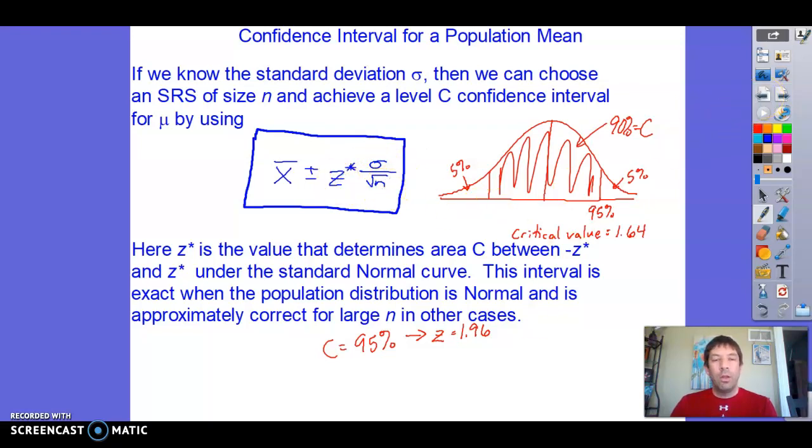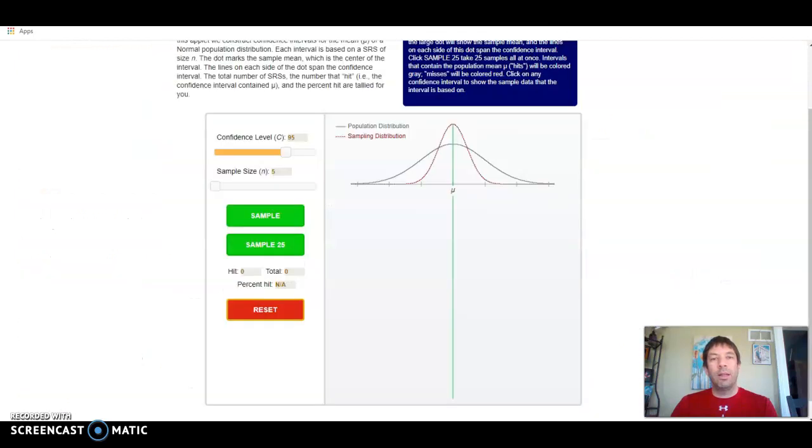Okay, so let's go back and look at an example here. So here's an example where the confidence level is 95%. We're taking samples of size 5, so not very big samples. So this first sample, you can see the 5 dots. Those are the 5 values. And our confidence interval would go from the end of the left bar to the end of the right bar. Notice this green line, the mean, does overlap that confidence interval. So that means our confidence interval did capture the mean in this case.